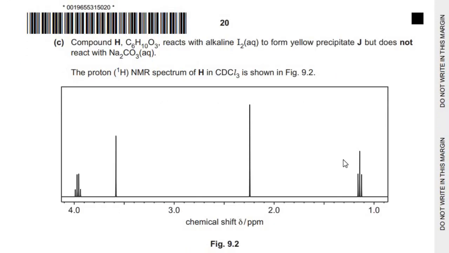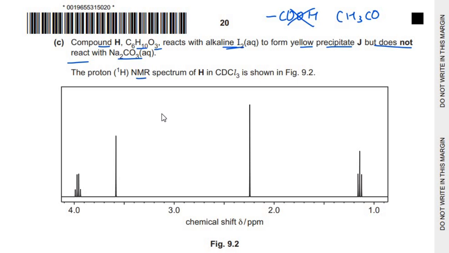Okay, if we go ahead with the C part, it says compound H is C6H10O3, reacts with the alkaline iodine to form a yellow precipitate J, but does not react with the sodium carbonate. Now you can look at the question and make out it's an NMR question where the NMR spectra is given for the compound H where there are 6 carbon atoms and hydrogen and 3 oxygen. Now we need to understand that out of these 3 oxygen there is no carboxylic acid present because it doesn't react with the carbonate. If carboxylic acid is present, carbonate will definitely react to form the carbon dioxide and salt, but that is not present, but it reacts with the alkaline iodine.